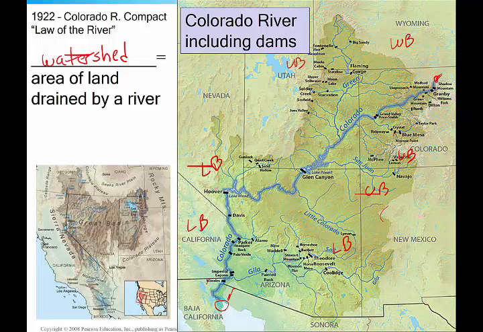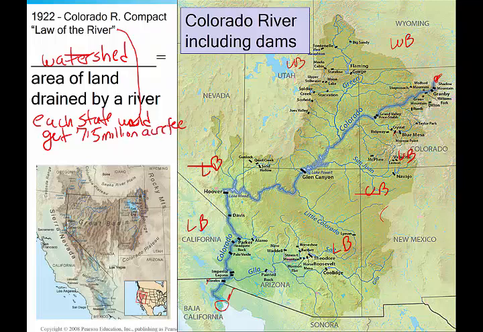So in 1922, 7 of the states along the Colorado River entered into an agreement that each state would get 7.5 million acre-feet per year. And they called this the Colorado Compact. So they said each state would get 7.5 million acre-feet of water per year. They call this the Colorado River Compact, or the Law of the River.